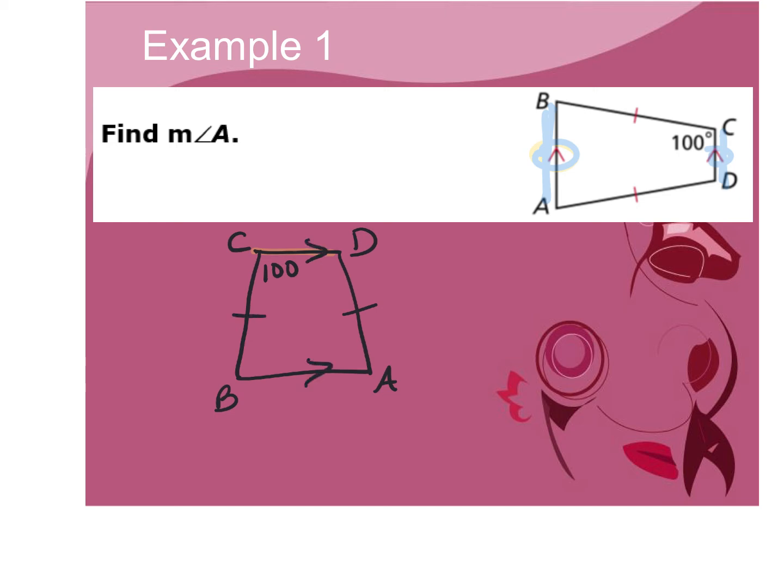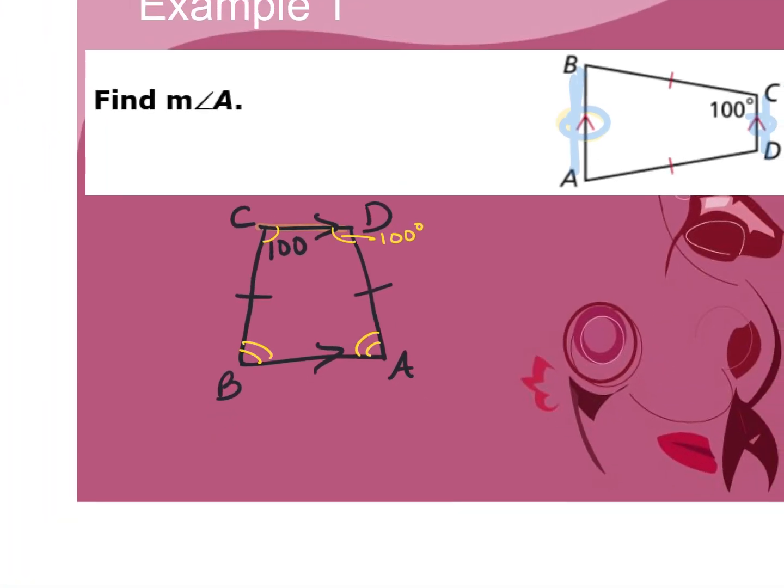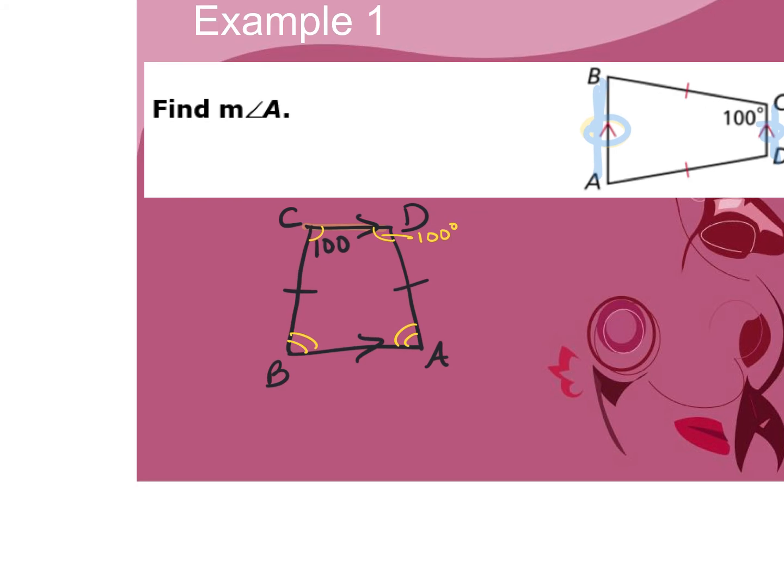Now, because this is an isosceles trapezoid, I know that my base angles here are going to be congruent. I also know that these are going to be congruent angles because they're also base angles. So since these are both congruent, angle D is 100. I know it didn't ask for us to find the measure of angle D, but it'll help us. This is one way where we can find angle A.